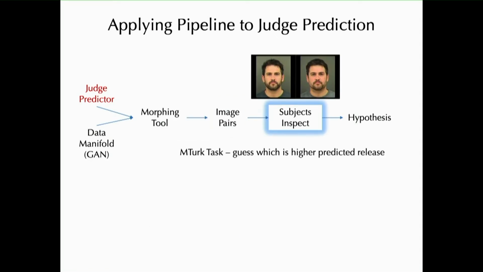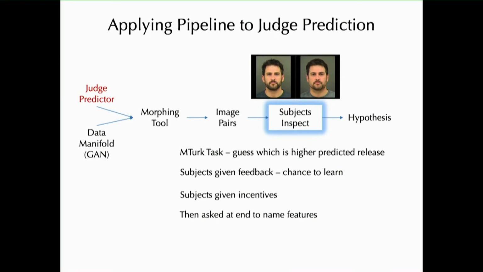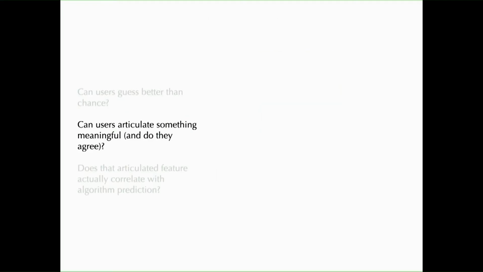Subjects inspect it. Here's what the task exactly looks like. They're asked first to guess which of these pairs do you think has higher predicted release. They're given feedback. They're given a chance to learn. They're given incentives to get it right. At the end, they're asked, what features do you think are at play here? So these allow people not just to do stuff off the bat, but to learn something and see what's happening. You can also subset to the subjects who really got it right all the time and do that type of analysis. But this gives you a structure to play with it a little bit. So let's see what they find.